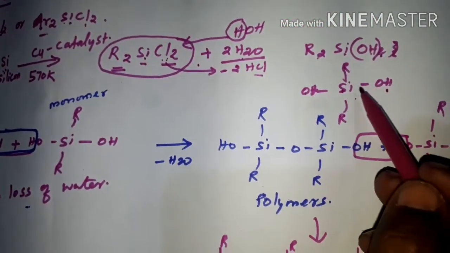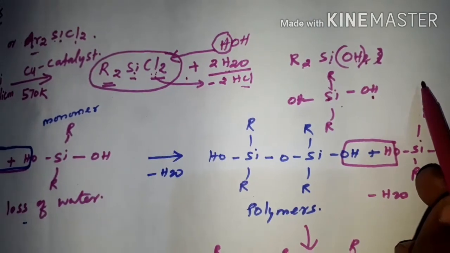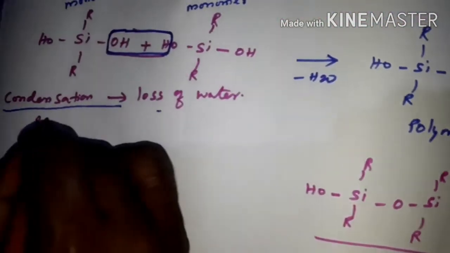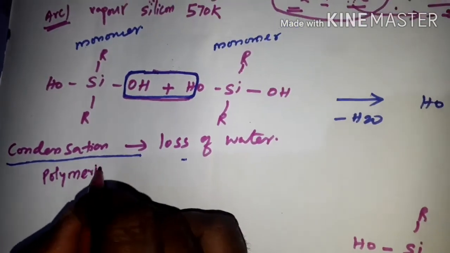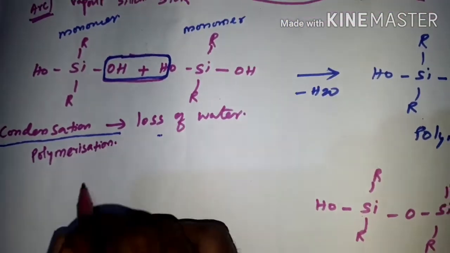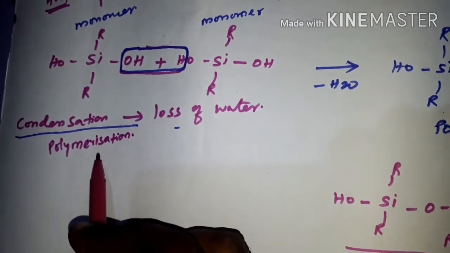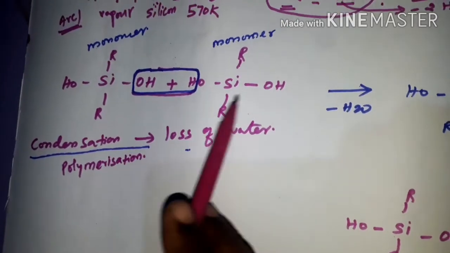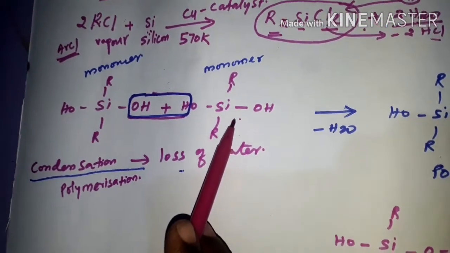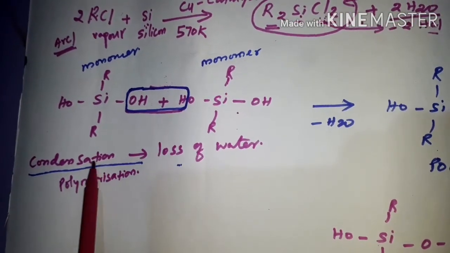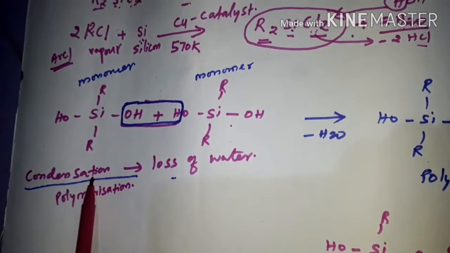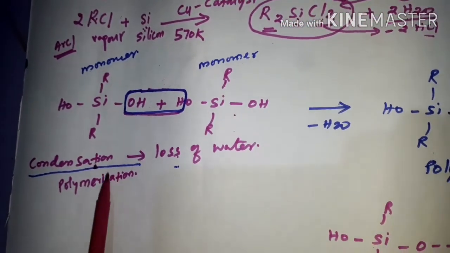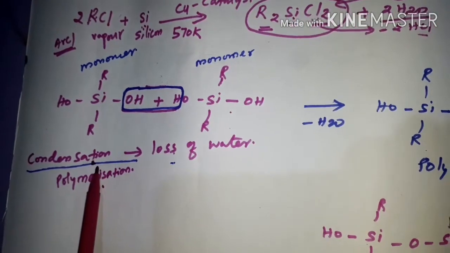1 mole of this monomer is reacting with another monomer. So there will be a condensation polymerization. This is called condensation polymerization. Polymerization means a large number of molecules, that is a polymer, is formed by the combination of monomers. There are different types of polymerization. Here condensation polymerization takes place, that means loss of water. So this kind of polymerization by the loss of water is called condensation polymerization.